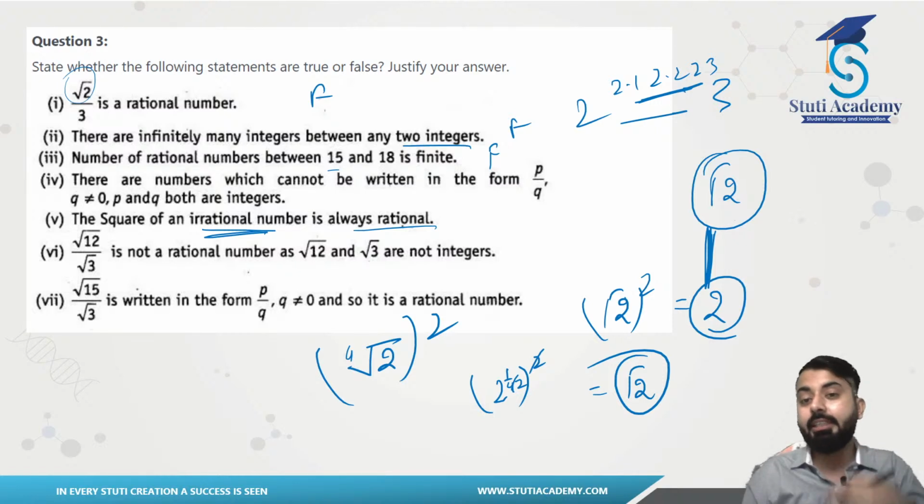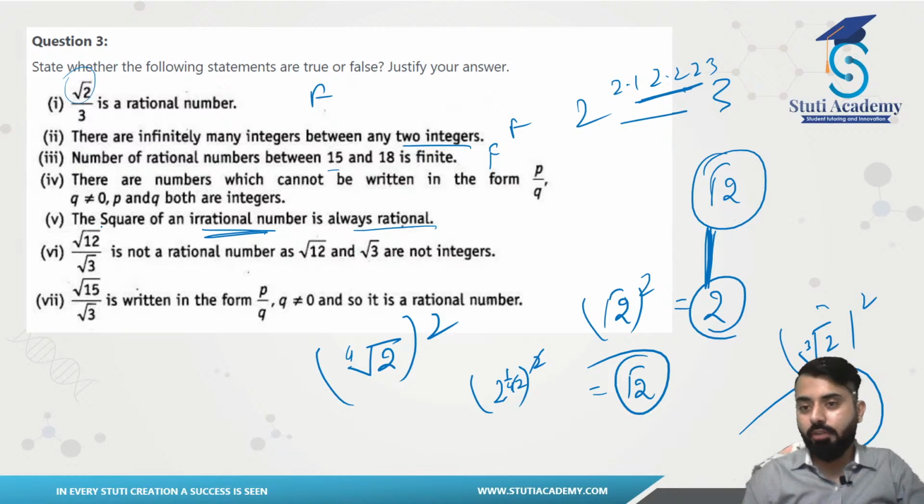If it has any other root which is not a square root, then it can never be rational. It will always be irrational. So that is the whole point here. I hope you understand this. If you take the cube root of 2 and square it, you will have 2 raised to power 2 by 3. Again, it will not be rational.